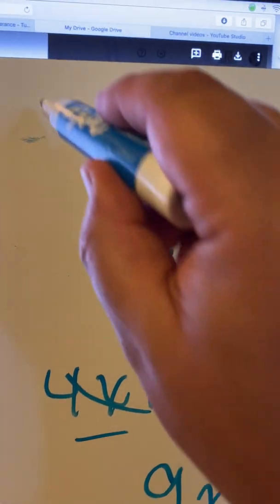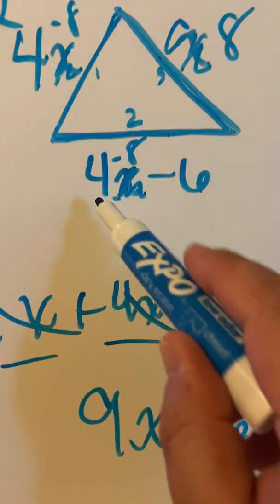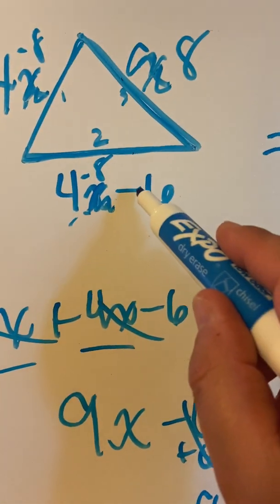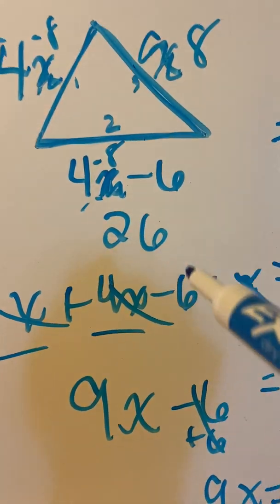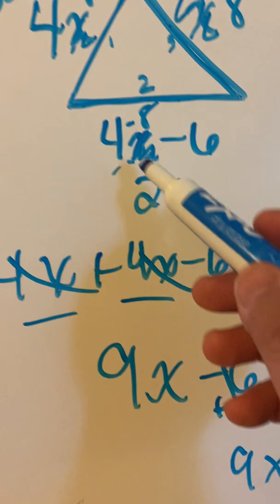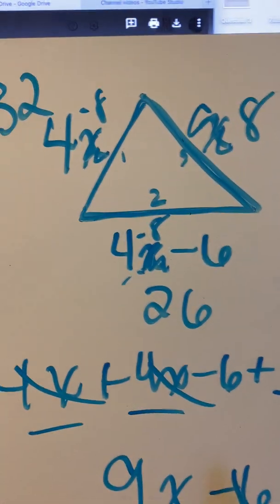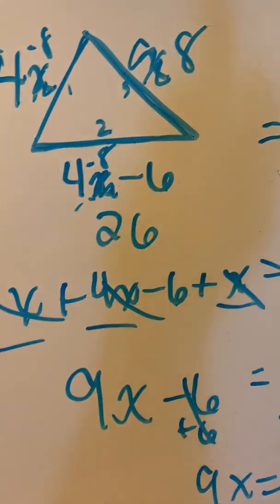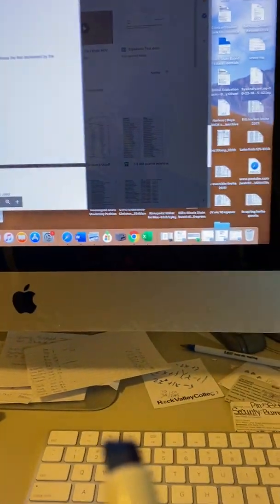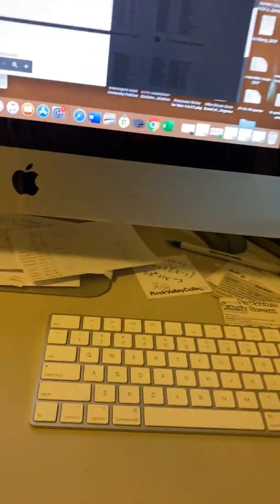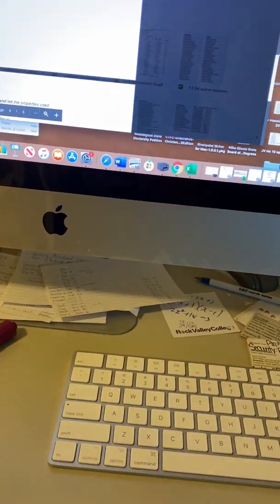4 times 8 is 32. 4 times 8 is 32. Minus 6 is 26. And 8. 32 and 8 is 40. 40 plus 26. Oh, good. It works. Okay. That's the triangle one. You just have to be able to write out the equations, the expressions, I should say, from what they give you. Now, consecutive integers. I'm going to give you a formula.